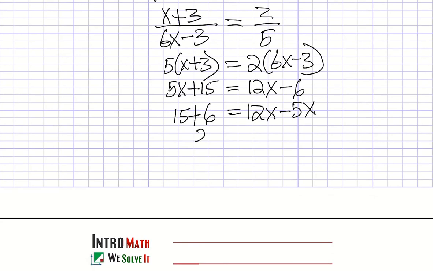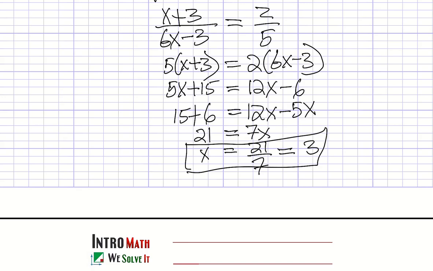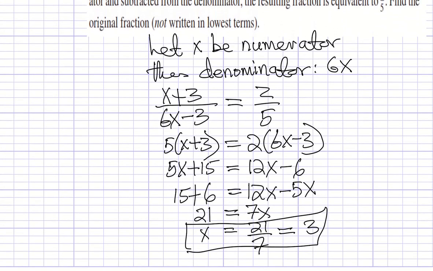This is 21 equals, subtracting 5 from 12, you get 7x. So x equals 21 over 7. It goes in there 3 times. So x equals 3. You see that x equals 3.